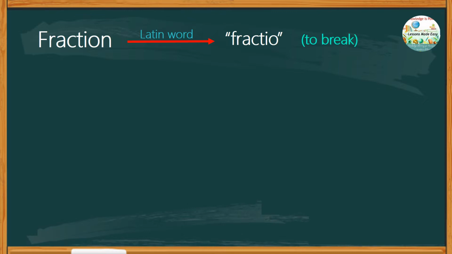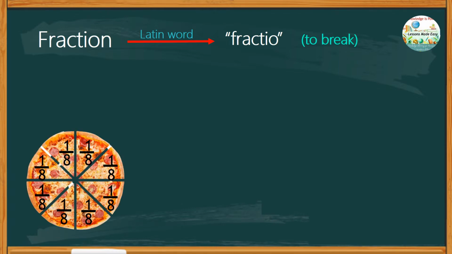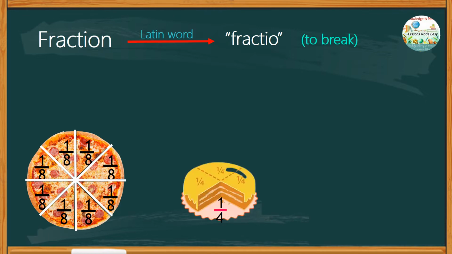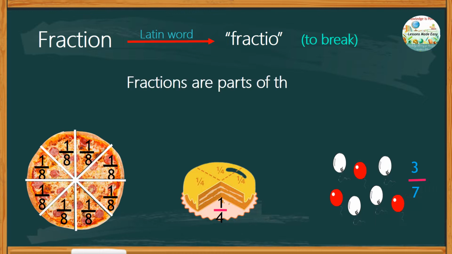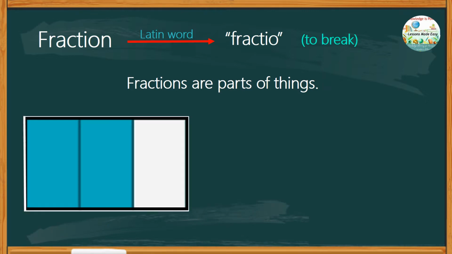Consider this example. A pizza is divided into 8 equal parts, a slice of cake, and a portion of the balloons. Each piece is a fraction of the whole. In other words, fractions are parts of things. And if a fraction is just a part or piece of something, therefore a proper fraction must be less than 1. Study the example below.